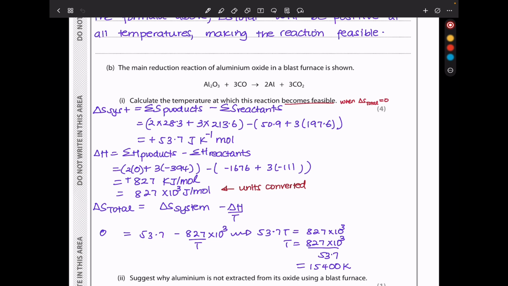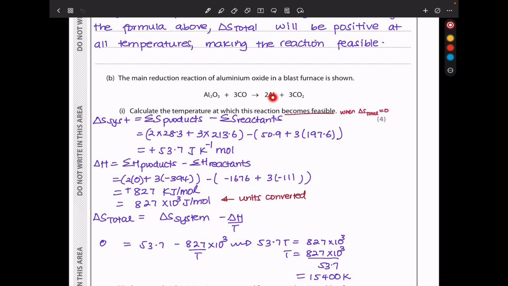Again, the components: this is going to be 2 times the entropy of aluminium plus 3 times the entropy of carbon dioxide, minus the entropy of aluminium oxide plus 3 times the entropy of carbon monoxide, and I got positive 53.7 joule per Kelvin per mole. This should be per mole, like that.